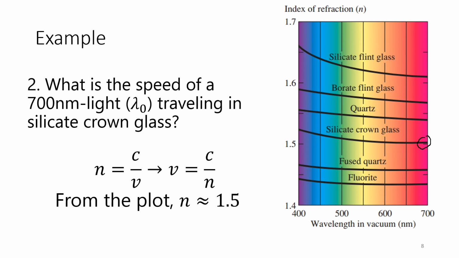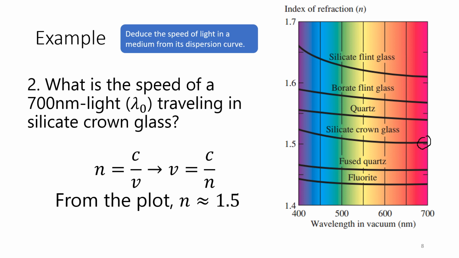Because of this, we can solve it by inputting it in the v equals c over n equation. This would be around 2 times 10 raised to the 8 meters per second. That's the wave speed. With this, we complete the second objective in deducing the speed of light in a medium from its dispersion curve.